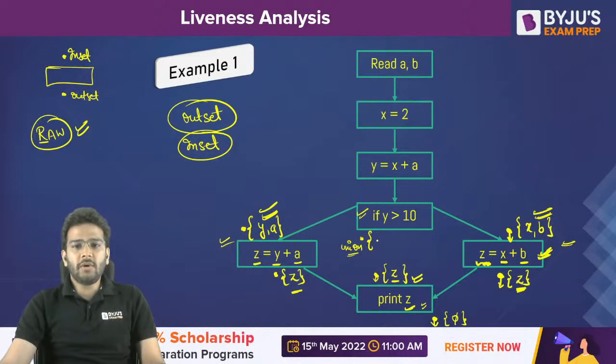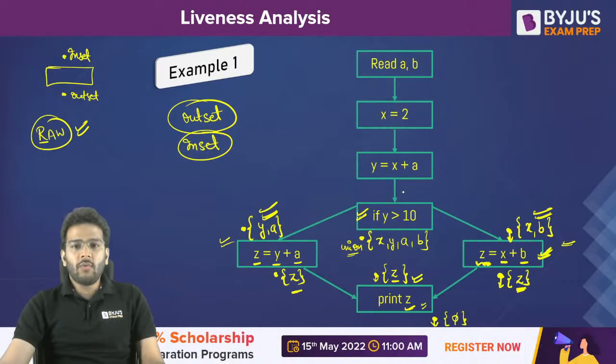So if you take the union, what do you get? You will be getting x, y, a, b. This is the outset of this block. This is the outset of this block. Clear? This is very important. Most of the students commit this mistake.